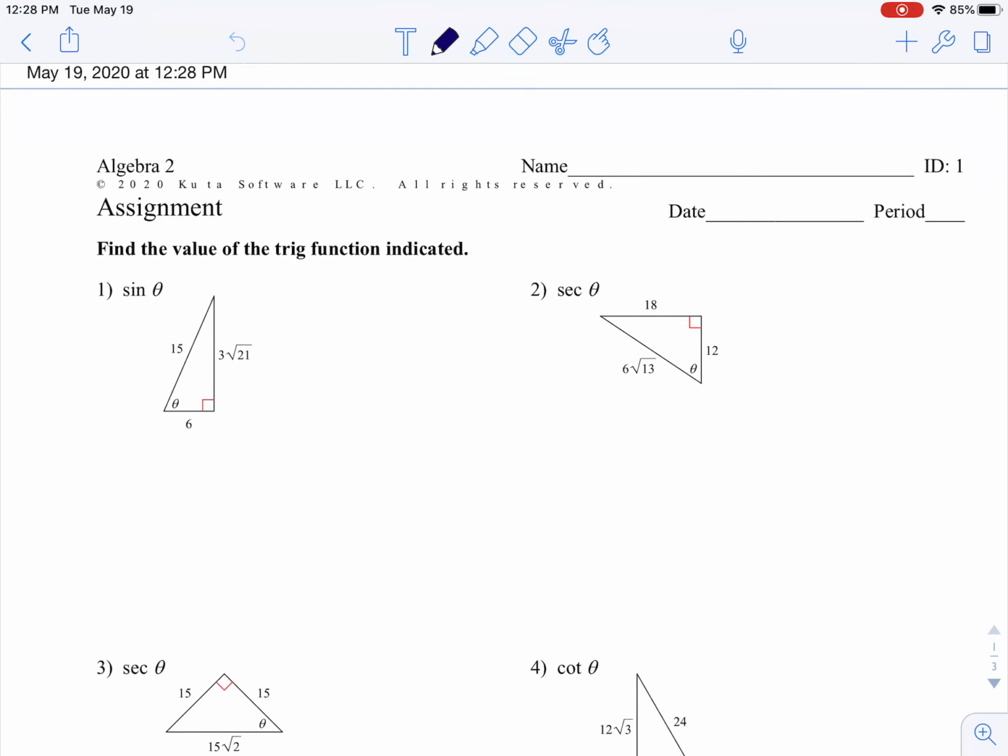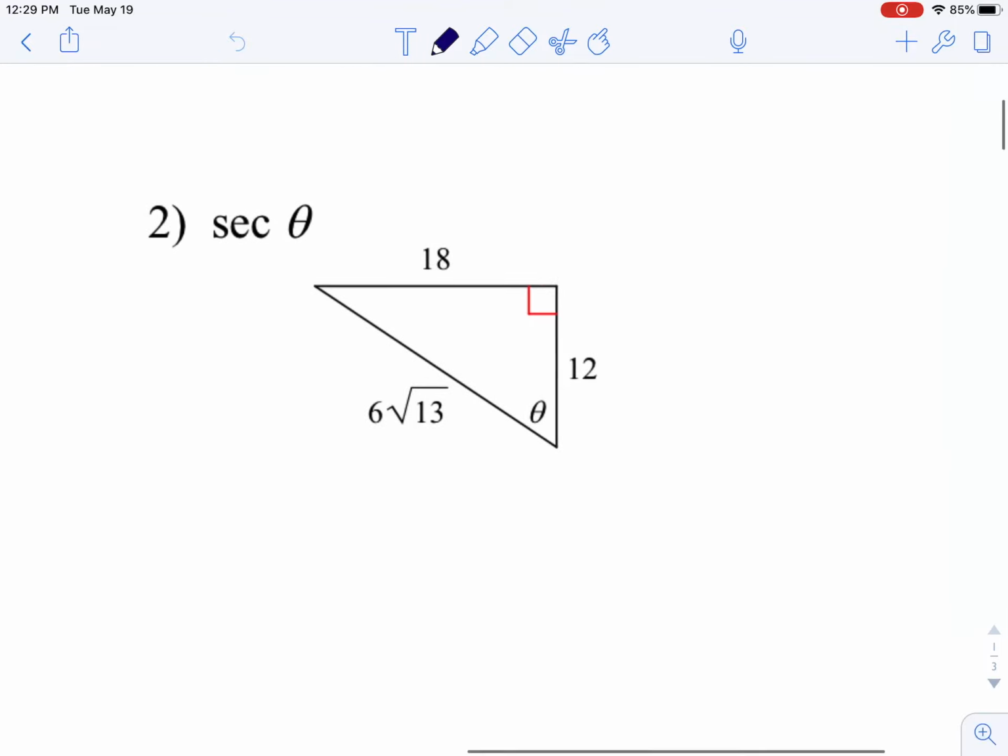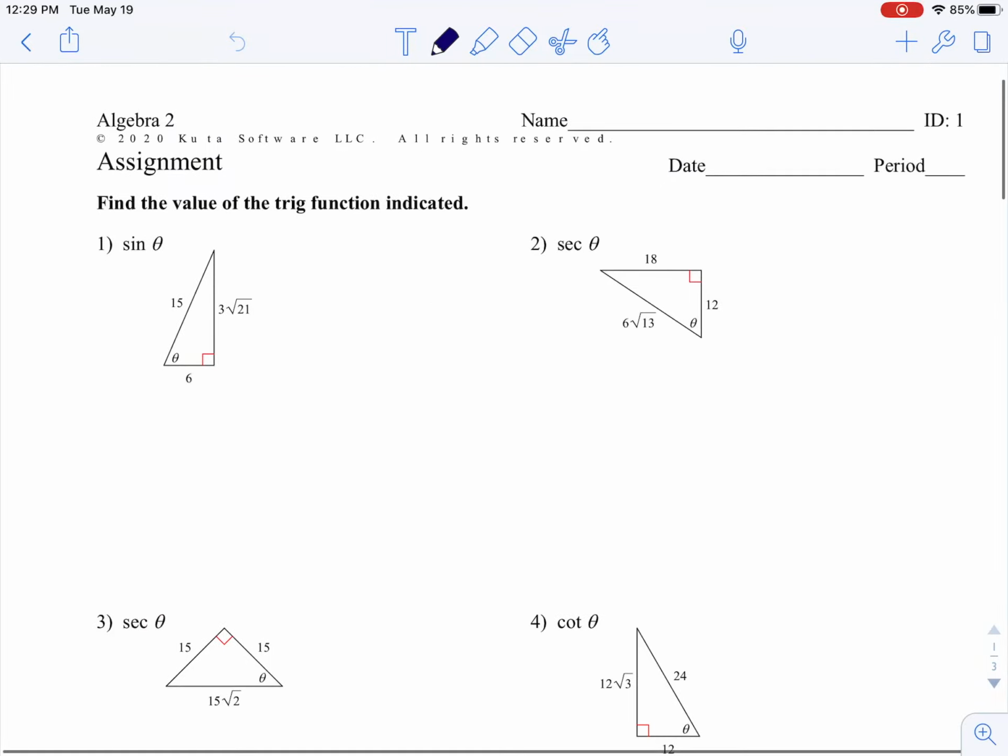All right, so you can refer back to the previous lesson for the actual ratios. I'll throw them out there as we need them. On the last assignment, I made sure there was at least one of each. Here it's just kind of random.